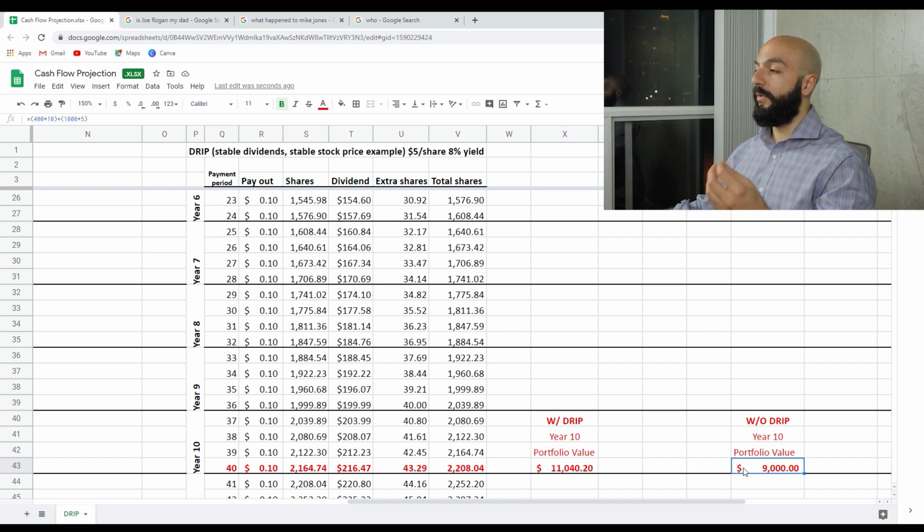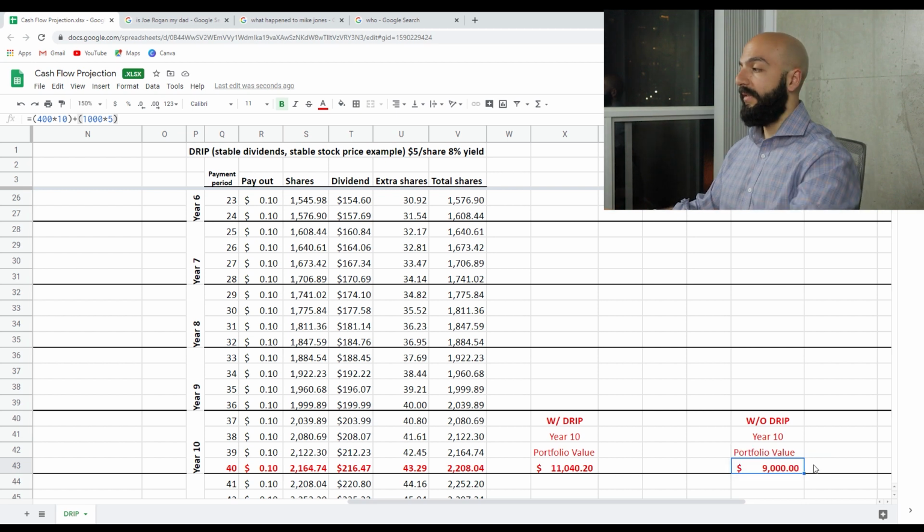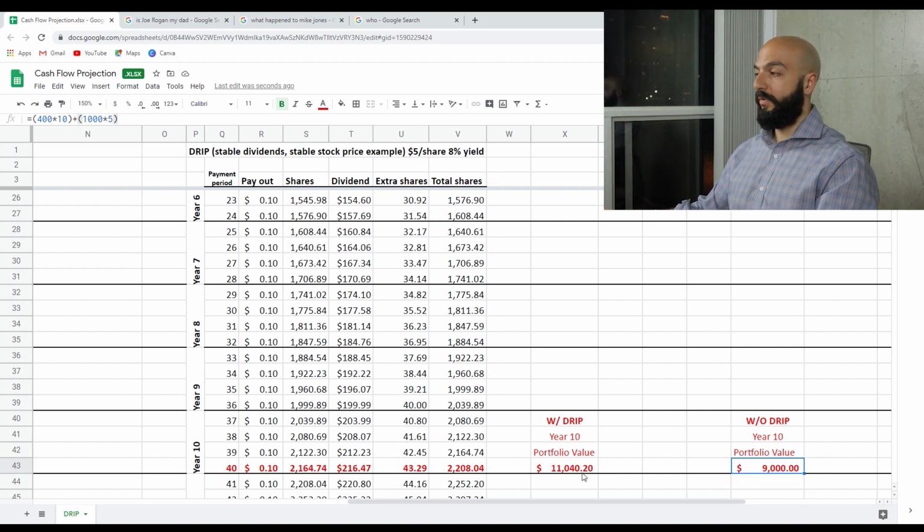Then take a look at the portfolio value after 10 years without DRIP. Assuming everything else stays the same, we'll only be at $9,000. This is taking into account $400 a year, which is our distribution, times 10 years, and then 1,000 shares times our initial $5 per share price to give us $9,000. So look at this difference. Assuming all else, we're not putting any other funds in, we're not reinvesting more money. This is just letting the plan roll itself.